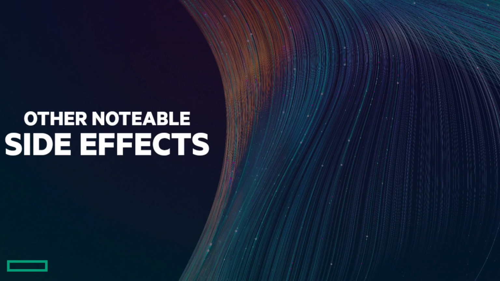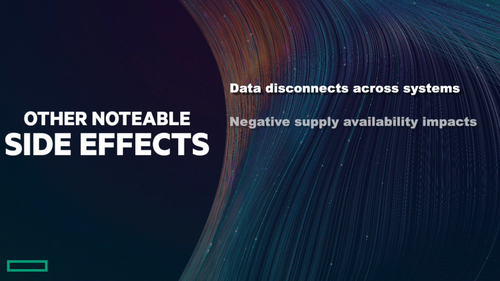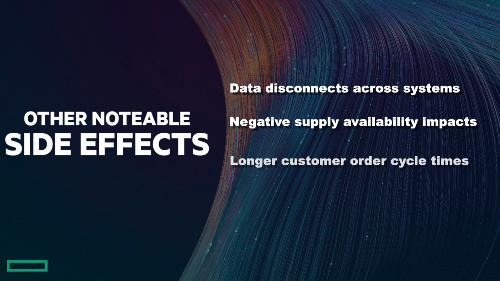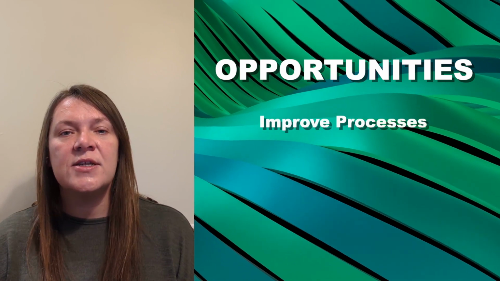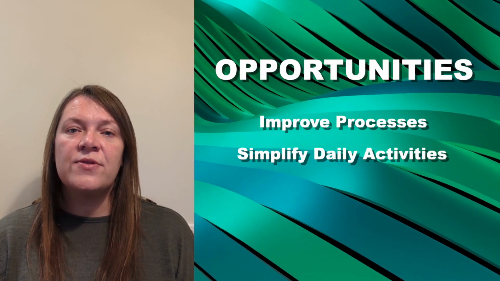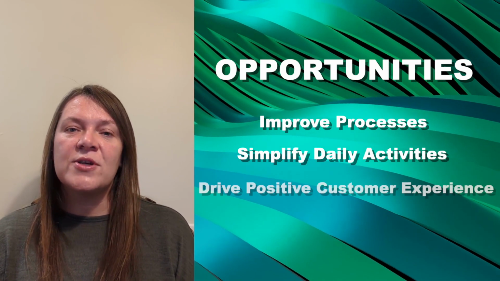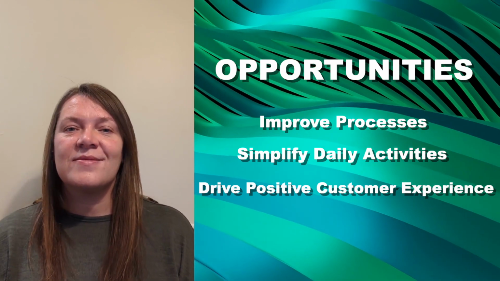With our current structures, we see data disconnects across our systems, which impacts the supply availability at our sites and ultimately impacts the customer order cycle time. There's a huge amount of manual processes across many teams that are in place to try and mitigate the impact of this. The multi-vendor project is a great opportunity for us to improve our processes, simplify the daily activities for our teams, as well as driving a positive outcome for our customers.